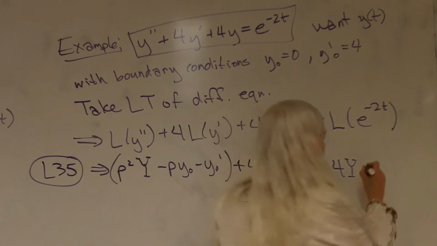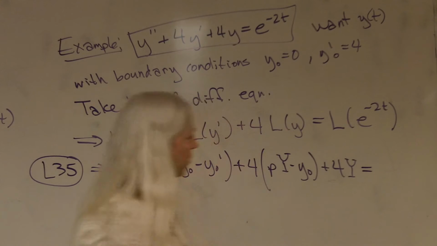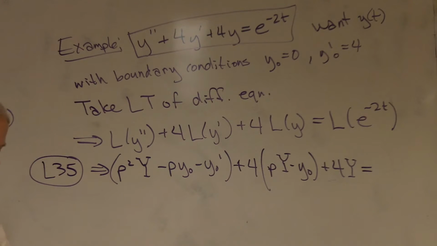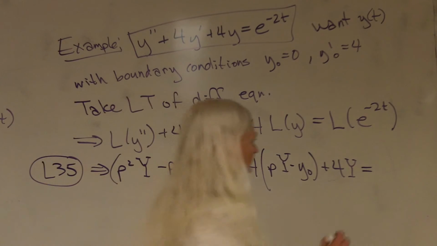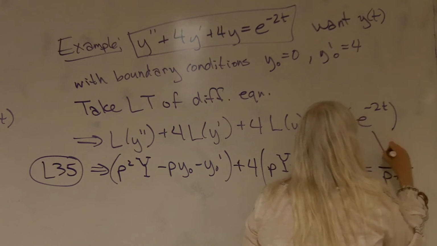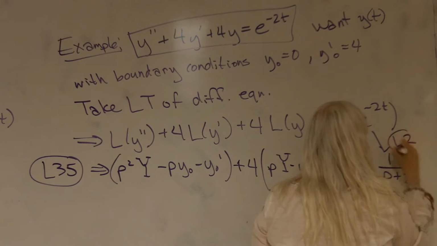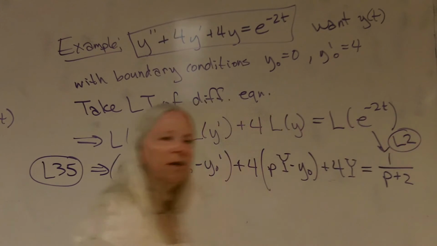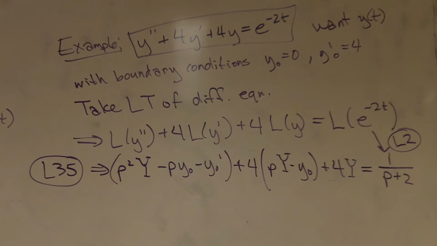And on the right-hand side, the Laplace transform of e to the minus 2t, we can look in the table for that. We find that it's 1 over p plus 2. That's L2 from the table. In fact, that's one of the examples we derived right at the beginning of the class today. Okay?